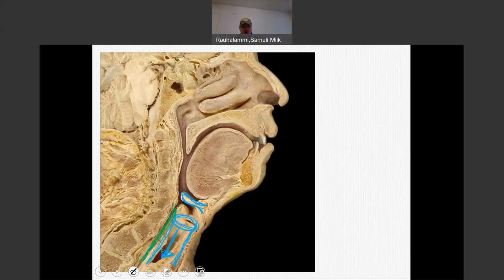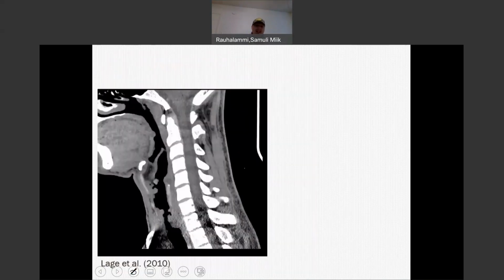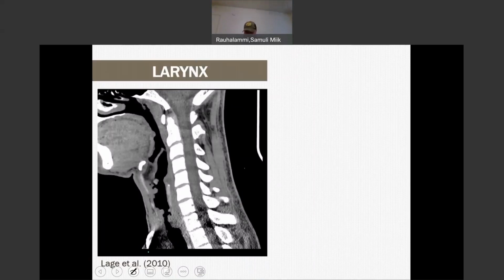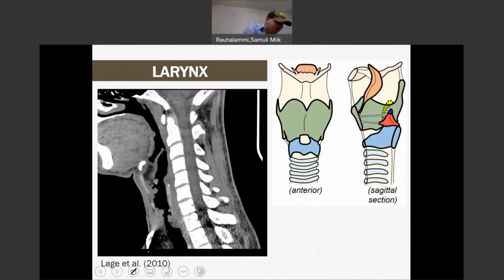Some of the good structures to notice there actually bring us to have a look at the next structure on the CT. I have a picture here, and we should probably ask, what do we see here? What's the structure that I want us to focus on? It is going to be our larynx, so our voice box, that we should look at.